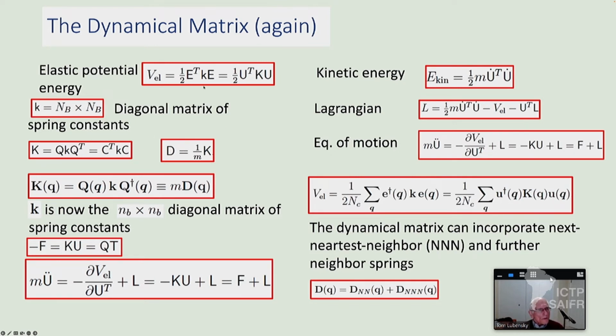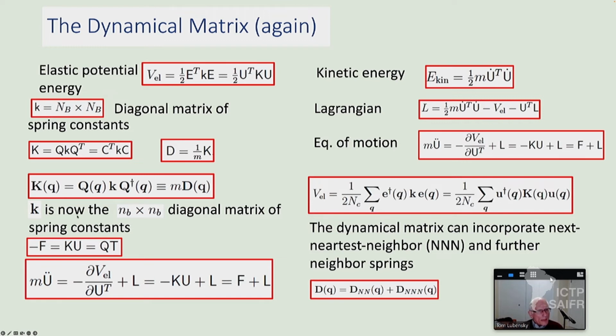Now this is true for each value of q, and K of q is equal to M times the dynamical matrix. So we've got the dynamical matrix once we've calculated either Q or Q Hermitian conjugate. So you could actually calculate D this way, rather than doing it in a more step-by-step basis, if you know what the Q is.